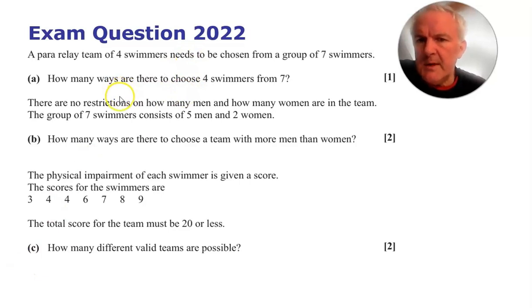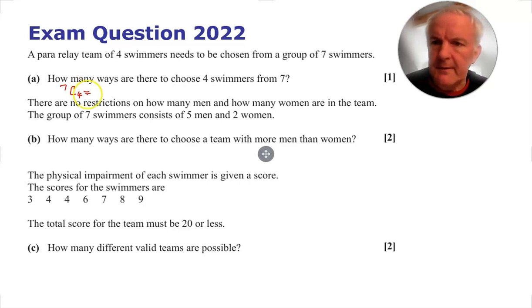Now it says here, how many different ways are there of choosing 4 swimmers from 7? And that's basically a nice combinations question. So we've got 4 swimmers from 7. That just sounds like 7C4. Let's see if my pen's going to work. Yeah, 7C4. So I get my calculator. 7C4. I've got 35.